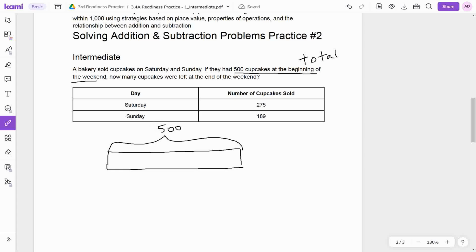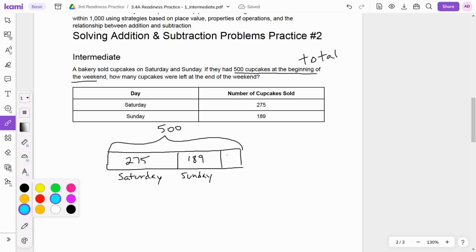So at the beginning of the weekend, I had 500 cupcakes. So what happened? Well, I sold 275 on Saturday. I sold 189 on Sunday. So my question is, how many cupcakes are left at the end of the weekend? That's this unknown right here. And these are my leftovers. Okay, so what I need to do, I've got two different ways to do this, and I'll do it both ways to show you that it works.